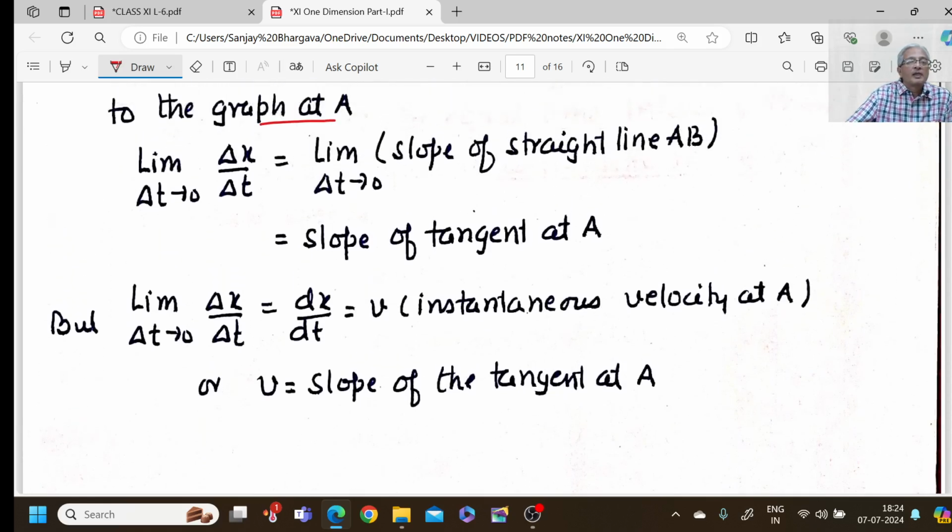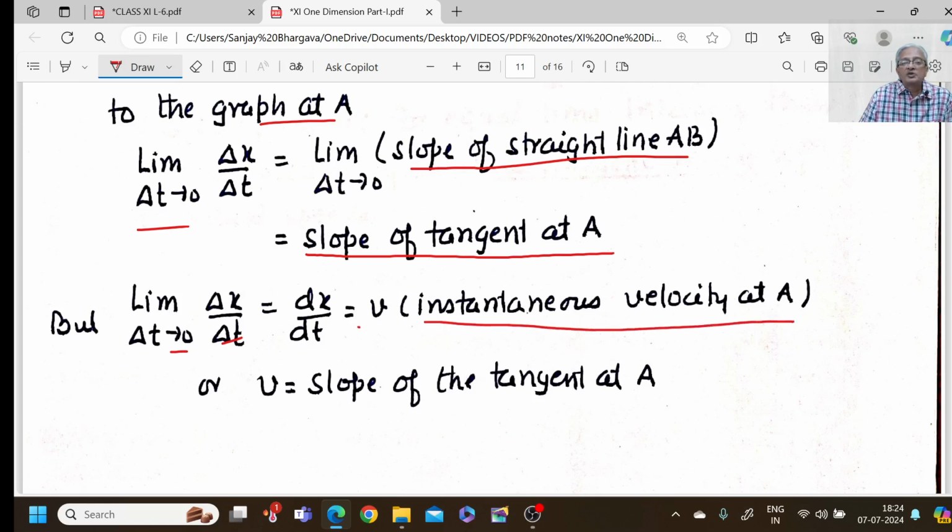So here, limit delta t tending to 0, delta x by delta t would be equal to limit delta t tending to 0 slope of a straight line AB, and it would convert to the slope of tangent at point A. Limit delta t tending to 0, delta x by delta t is equal to dx by dt is v, that is instantaneous velocity at A. So v would be equal to the slope of the tangent at A.